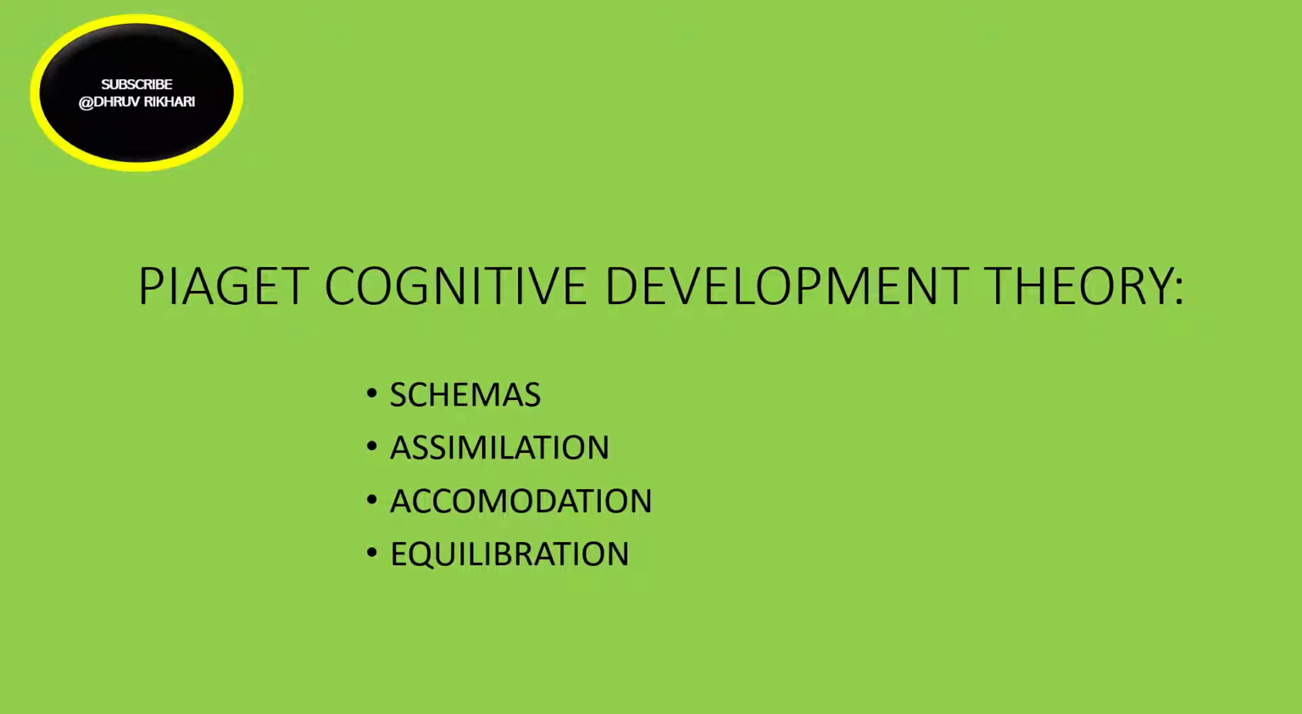Number one, schemas. Schemas are the unit of cognitive structure. It is about how our intellectual thinking interprets things in our surroundings. It is built upon existing knowledge of something. Next is assimilation. Our responses on the basis of past experience are known as assimilation. Next is accommodation. Accommodation is modification. So let's try to understand these three things with the help of an example.